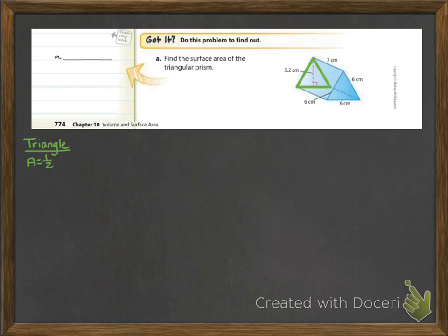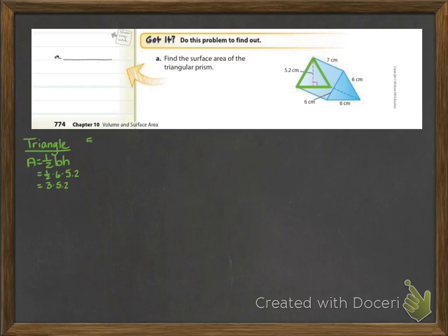So we're going to start with a triangle. We know the formula for area of a triangle is area equals 1/2 base times height. And we already mentioned that the height is 5.2. The base is going to be 6 centimeters. So you've got to look at the front triangle, this guy right over here, and that's going to show us that it's 6 centimeters.